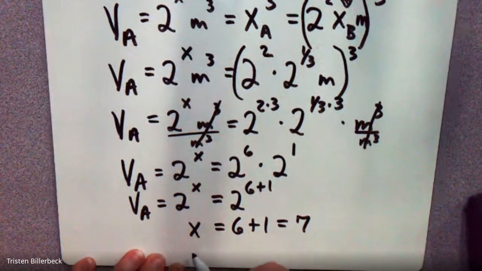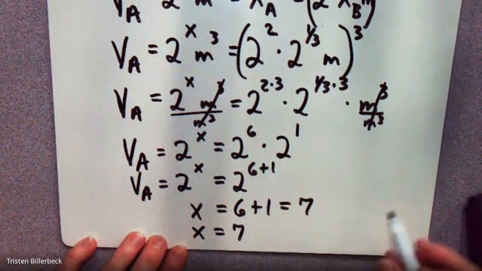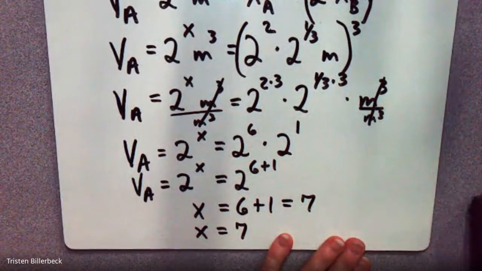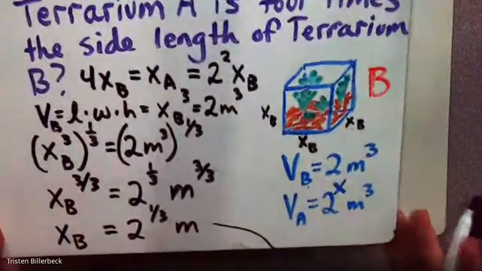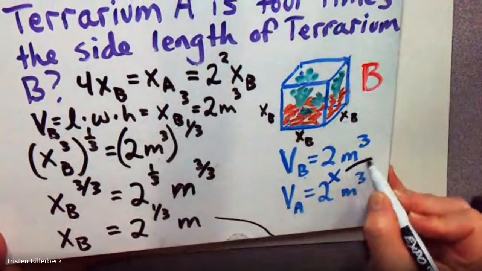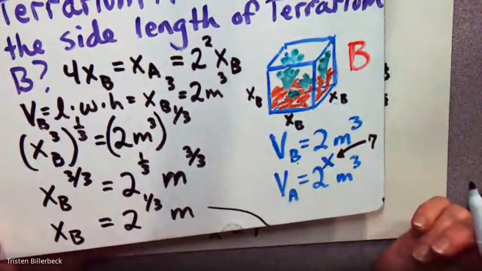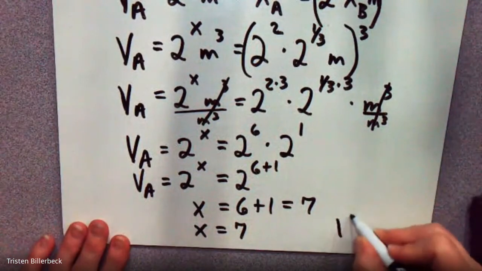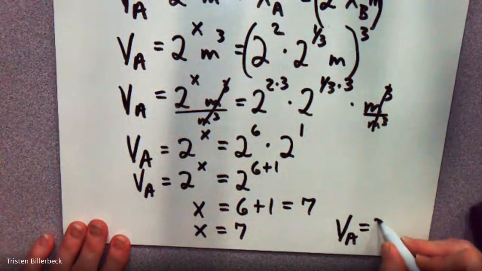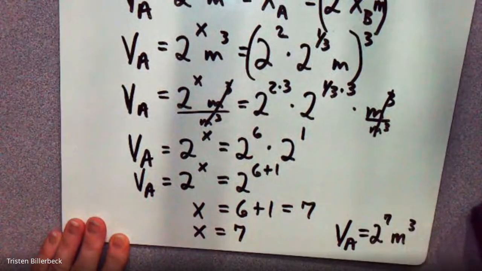So our exponent x is 7. So our original formula right here, this one right here, this x is a 7 for an exponent. So that's what we just found with all that hard work. All right, so we have V_A equals 2 to the 7th meters cubed.